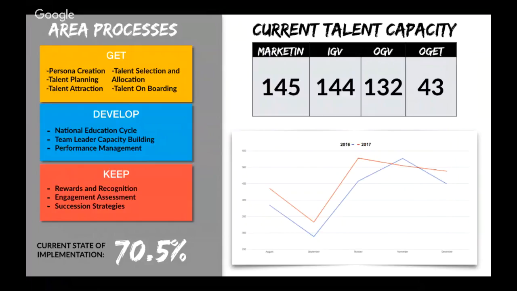So on the right, you see the current state of talent capacity. So this is the division by area nationally. So on marketing, with G in the end, you have 145 people in the organization, counting members, team leaders, and VPs. On IGV, we have 144 people. On OGV, we have 132. OGET, so counting both members that are working for GE and for GT, we have 43 people. On the graph below, you can check the variation of talent capacity during the previous year and also on 2016.